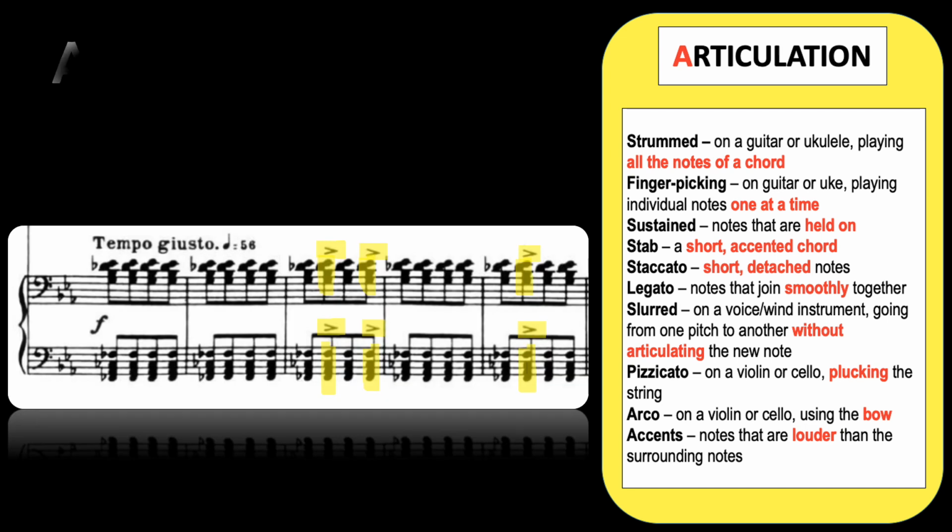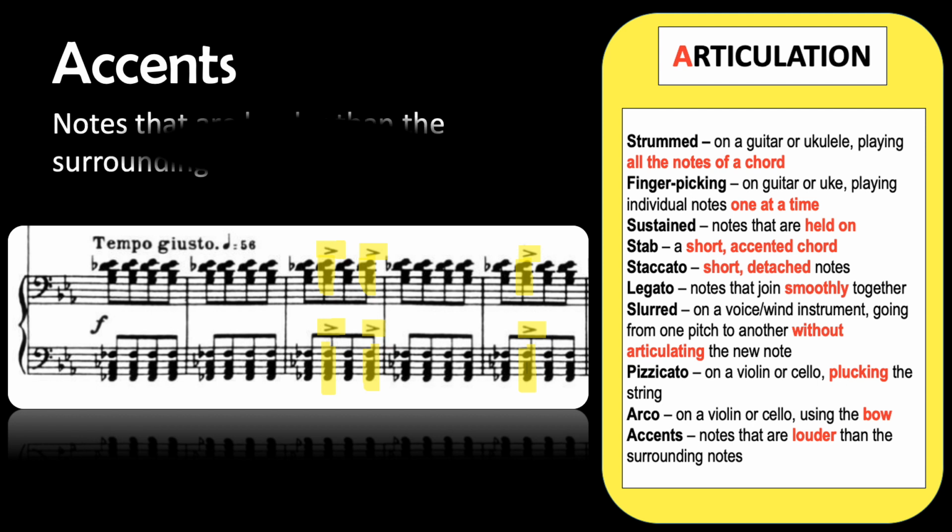Accents are notes or chords that are louder than the surrounding notes, so they stick out. They're marked in the music with a little arrowhead above the notes.